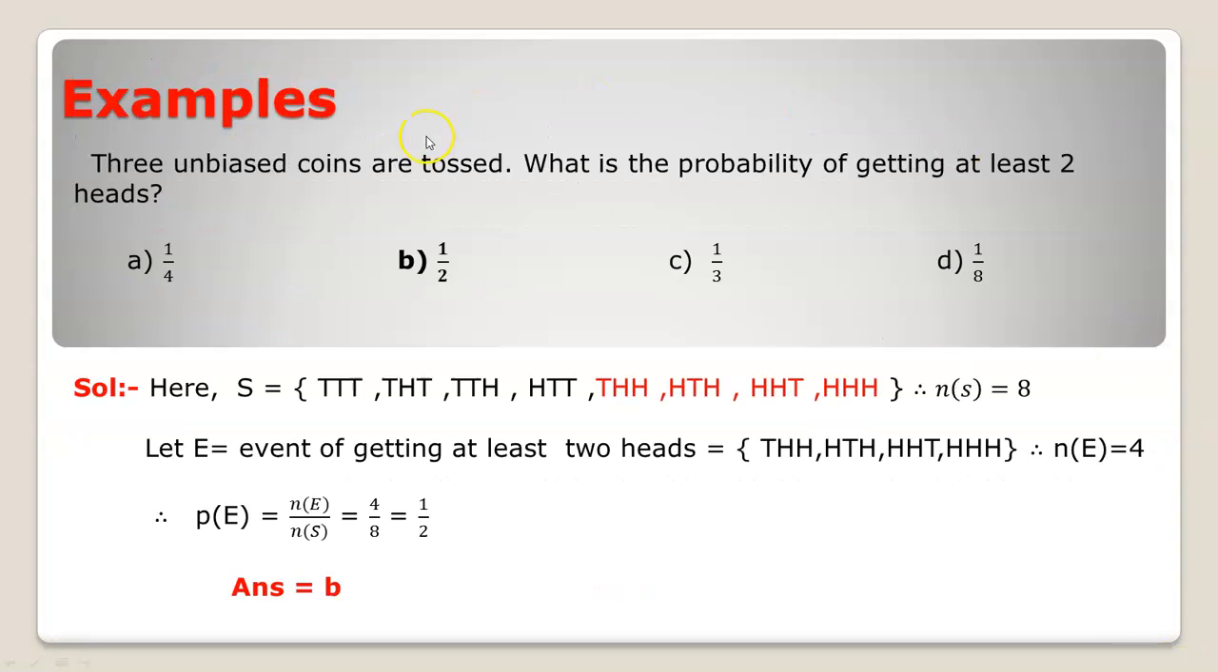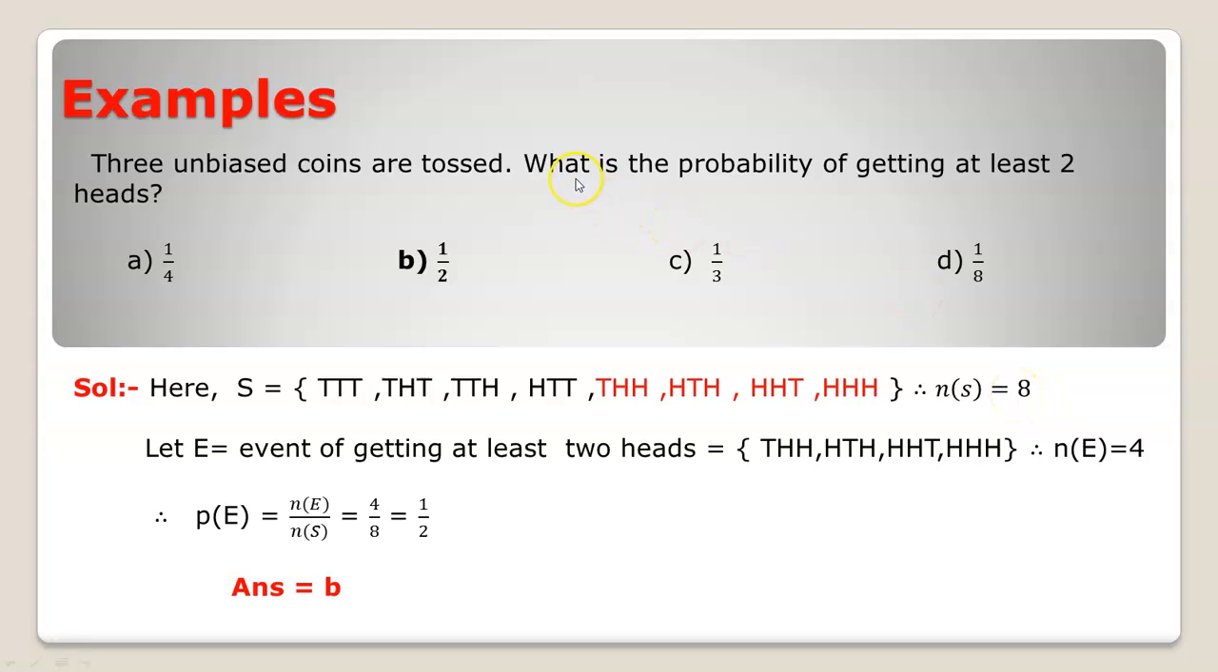Let us see the examples. Three unbiased coins are tossed. What is the probability of getting at least 2 heads? There are 4 options given here. Let us see the solution. Here S is the sample space, which equals all possible outcomes of the 3 unbiased coins, where T is tail and H is head: TTT, TTH, HTT, THT, THH, HTH, HHT and HHH. The number of sample points n(S) is equal to 8.